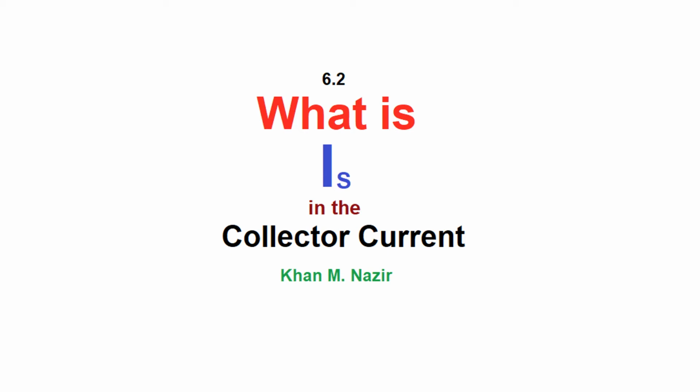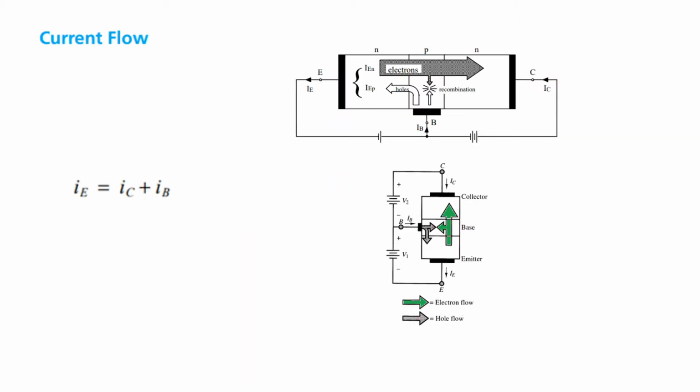Bismillahirrahmanirrahim. In this very short video, I'll try to explain what IS is in the collector current. Now we know the current flow in an NPN transistor. It looks like this. The electron current is flowing, and these are the holes.